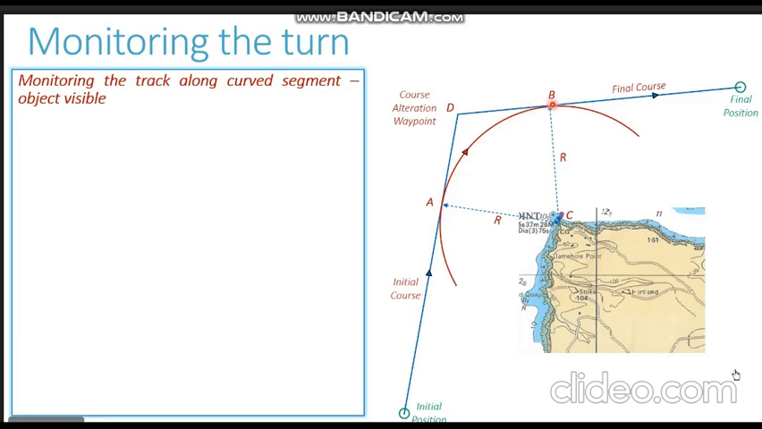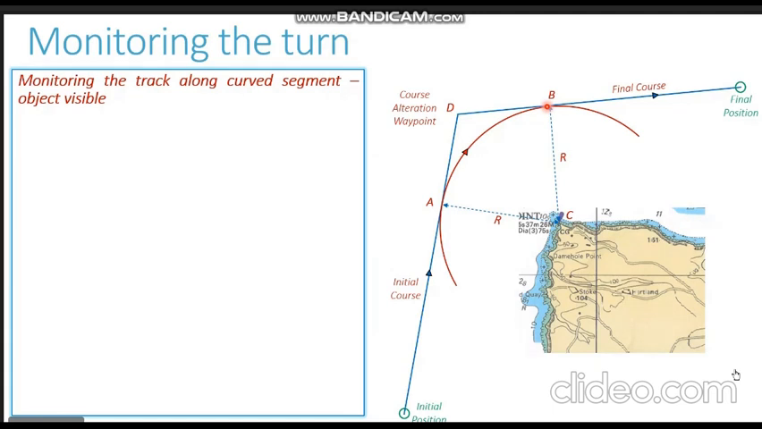Likewise, once the ship has completed the turn and after point Bravo it starts to move on the final course, again it's a straight line track and it is easy to monitor the progress. We are going to see now how to monitor the progress of the ship from Alpha to Bravo when the vessel is moving along the curved path or on the arc of the circle.